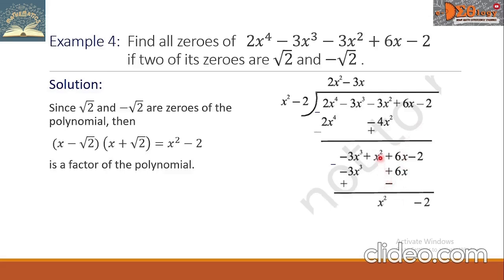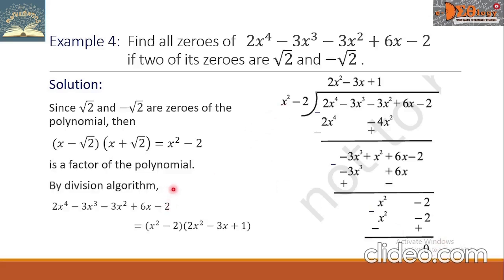Now we bring down x^2 and the negative 2. We divide x^2 by x^2. The answer is plus 1. This 1 we multiply to each of the terms of our divisor. The answer is x^2 - 2. When we subtract, the answer will be 0. From here we stop because the remainder is 0, or we say that the degree of the remainder is less than the degree of the divisor.